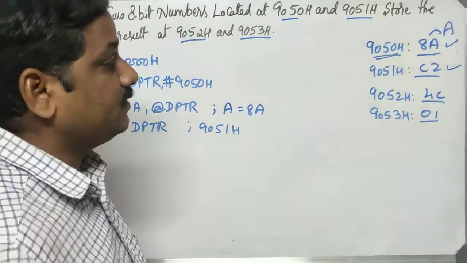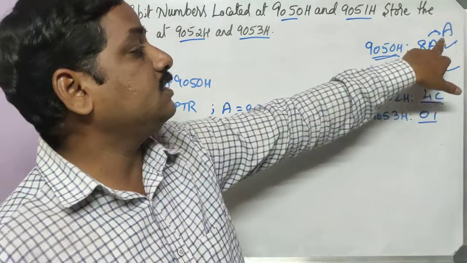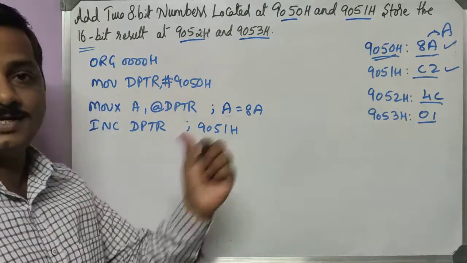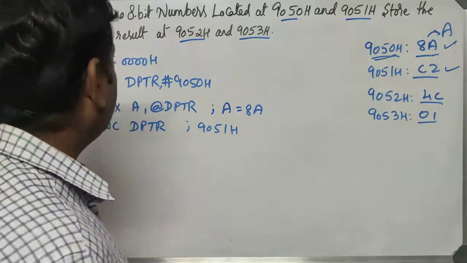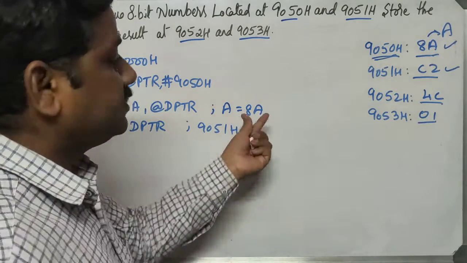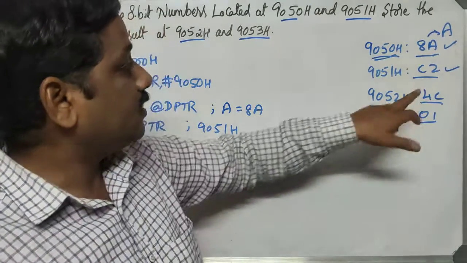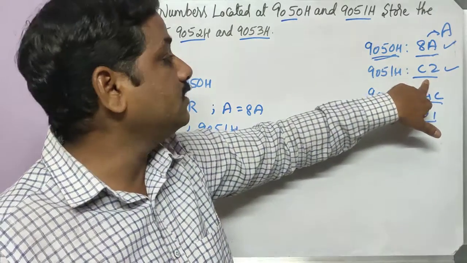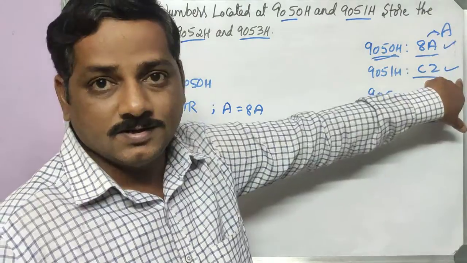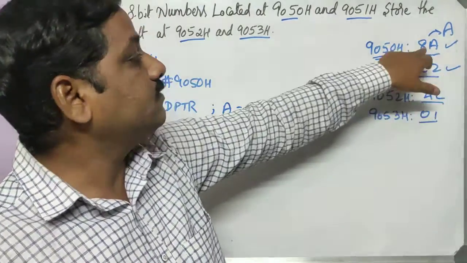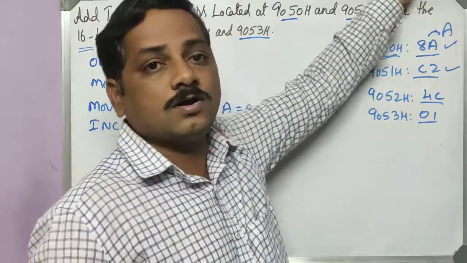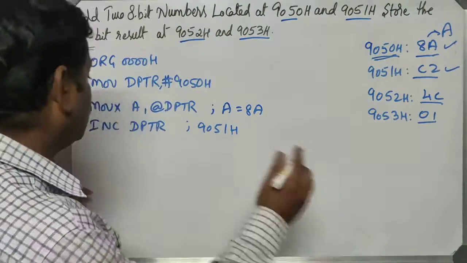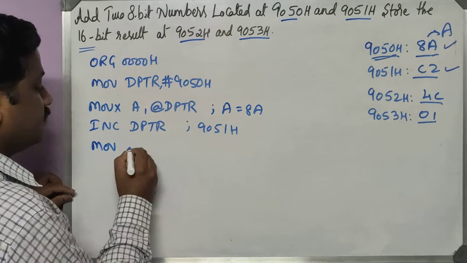But you should be careful that we already have something in A. In A, I have 8A. This data is already available. So what can we do now? I can't take this directly to R0, so I would take this into accumulator, but then this will be overwritten. So first move this 8A into R0, and then take the new data into accumulator. That's what I'm going to do now.